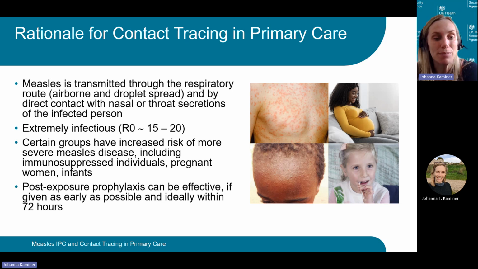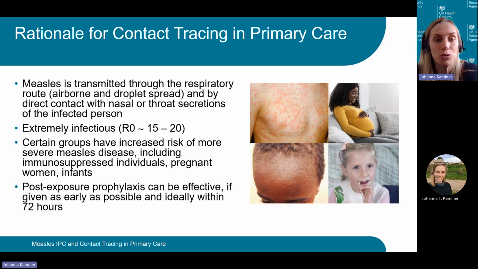Well, measles is transmitted through the respiratory route and it's extremely infectious with an R0, or basic reproduction number, of around 15 to 20, which basically means that one infected person with measles could infect up to 20 other people in a completely susceptible population.